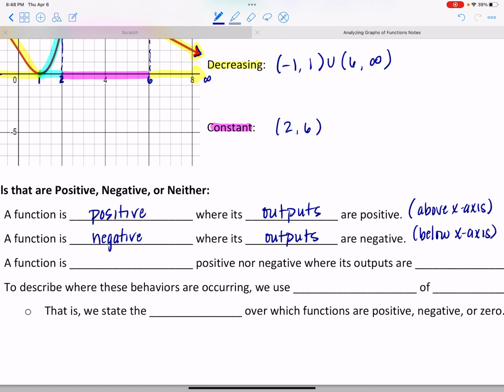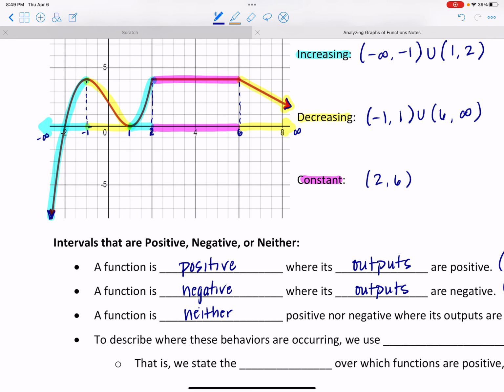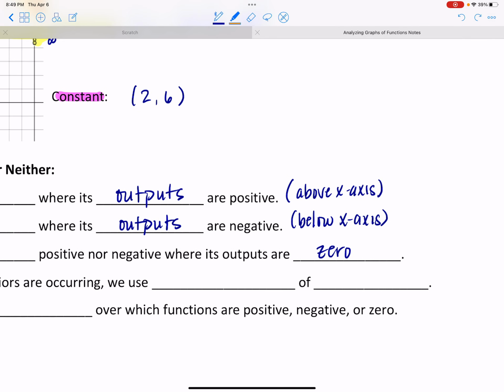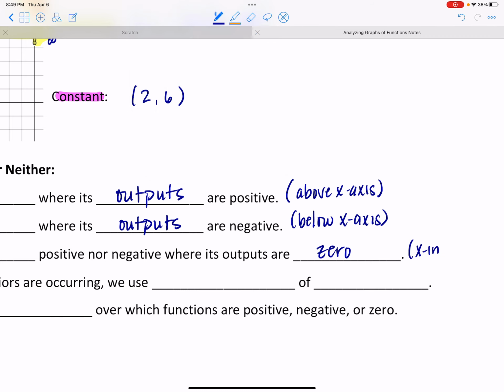And then a function is neither negative or positive if its outputs are not negative or positive. How could they be neither negative or positive? Well, that means the outputs would be 0. So where do we have outputs of 0? If our y values are outputs that are 0, we are on the x-axis, which means we are looking at an x-intercept. So if we're above the x-axis, we have positive outputs, which means our graph is positive. If we're below the x-axis, our outputs are negative, which means our function is considered negative. And if we are on the x-axis, we're not positive or negative, we're 0. So we're neither positive or negative. And again, this happens when we're on the x-axis, so this happens at x-intercepts.